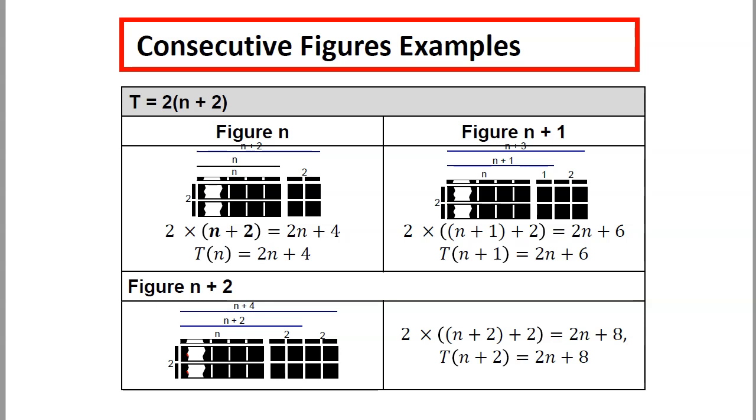So now our figure n has 2 times n plus 2 as the edge dimensions, which gives us 2 black strips and 4 black tiles. Figure n plus 1, both of the n strips grow by 1, so we end up with 2 black strips and 6 black tiles. And figure n plus 2, the n strip grows by 2, each of them, so now we end up with 2 black n strips and 8 black tiles.